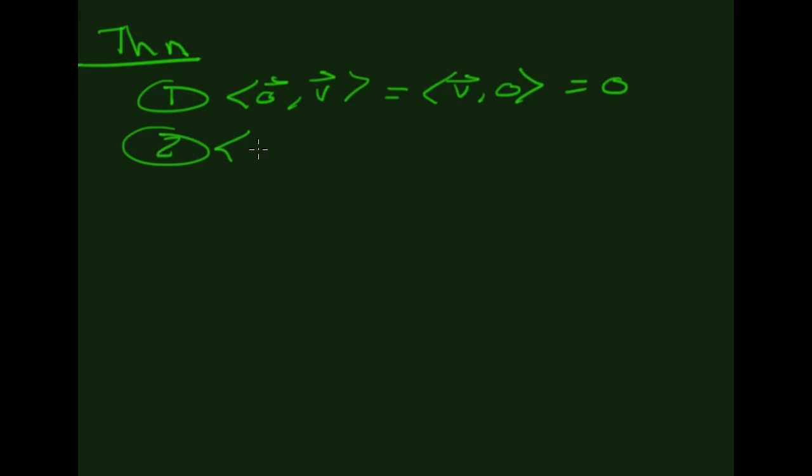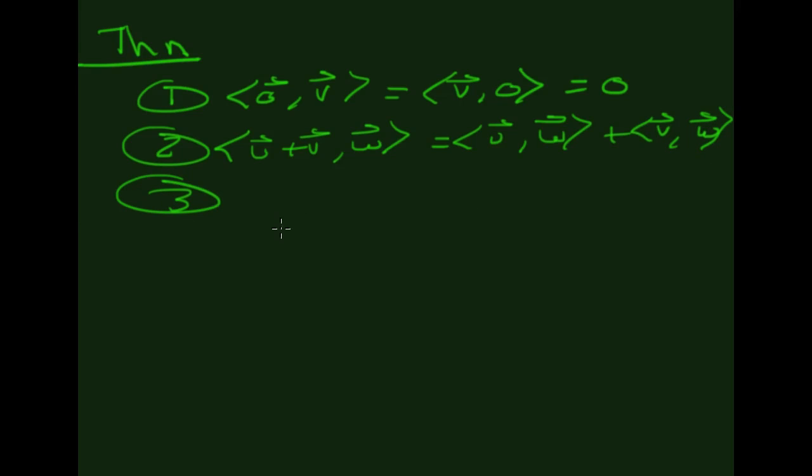If I have an inner product, then 0 inner product with any vector ends up being equal to that vector inner product with 0, which has to be 0. The second one is that not only do I get left-hand distribution, I also get right-hand distribution. So I can do this, which is going to be u w plus v w. So I can distribute on both sides.